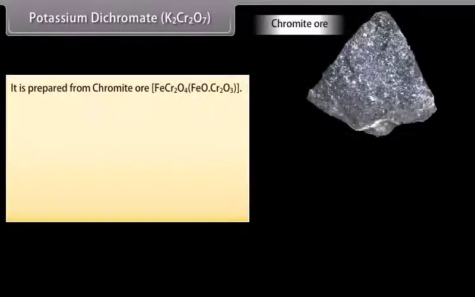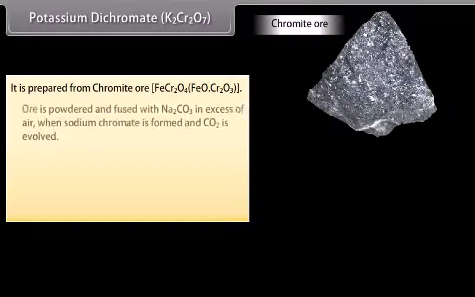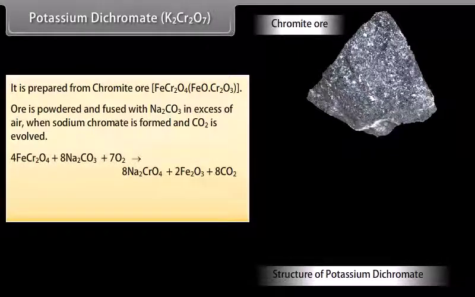Potassium dichromate, K2Cr2O7. It is prepared from chromite ore. The ore is powdered and fused with Na2CO3 in excess of air, when sodium chromate is formed and CO2 is evolved.